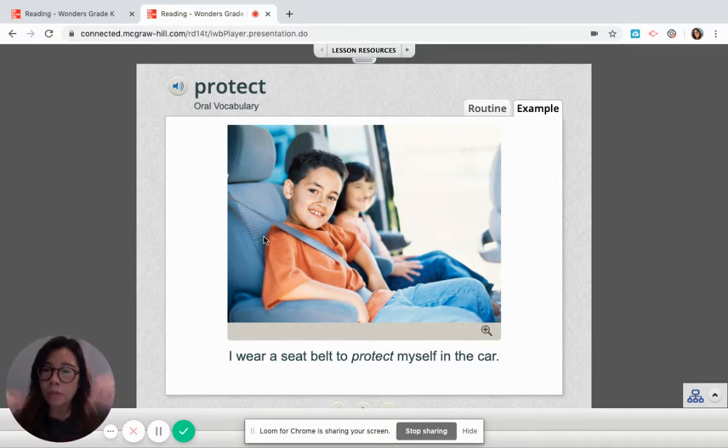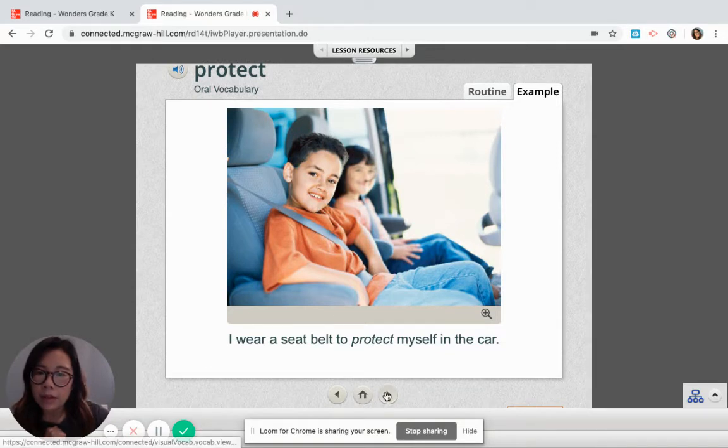How about when you ride a bike? What do you wear? A helmet, right? Or if you go skateboarding or scootering, you might wear elbow pads or knee pads. So think of some things that you use to protect yourself, right? If you have a cut, then you put a Band-Aid on to protect yourself from that cut getting infected. So draw an example of something that you can do to protect yourself.